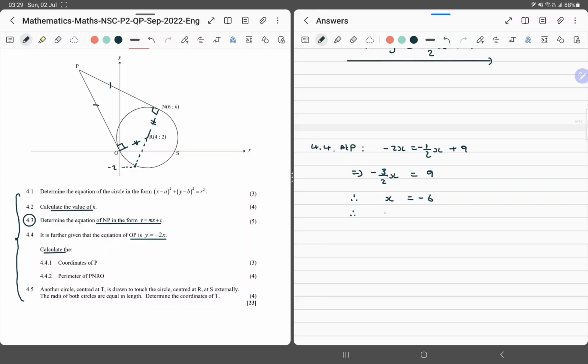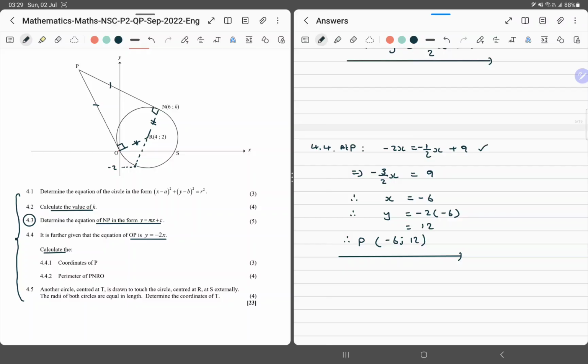Therefore, we know that y is also going to be, we take the easiest, is minus 2 into minus 6. This is going to be 12, okay? No problem. So again, it makes sense. We can say therefore P is minus 6, 12, okay? We can accept it, even though the values can cause us a bit of a heartache.